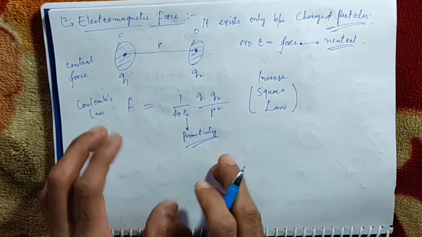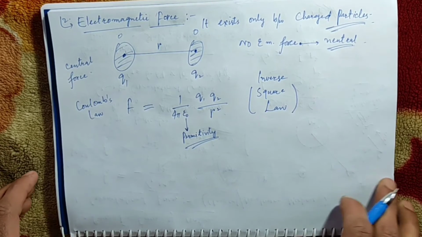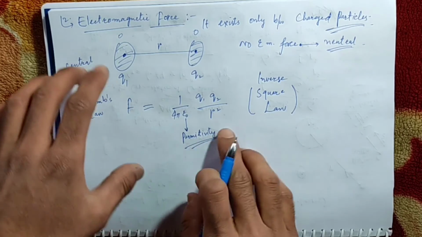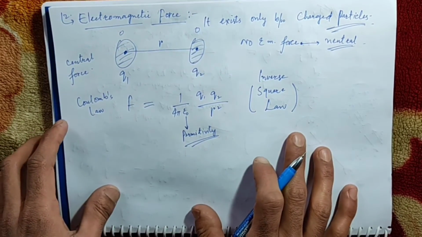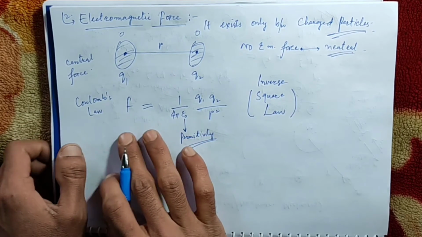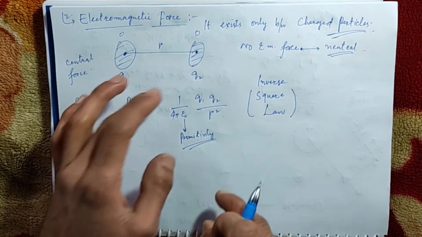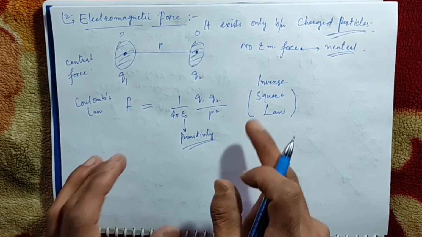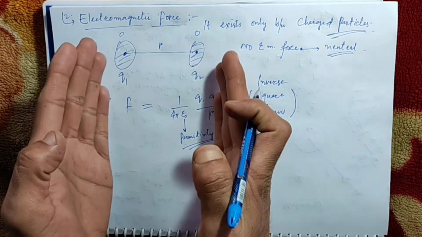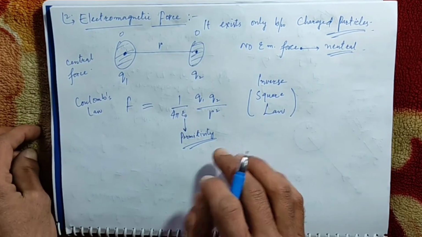You will come across these things again and again in the upcoming classes, so don't worry about these names. Be cool. So the force law, which is Coulomb's law, is F equal to 1 upon 4 pi epsilon naught, Q1 Q2 by R squared, between two charged particles having distance R between them.